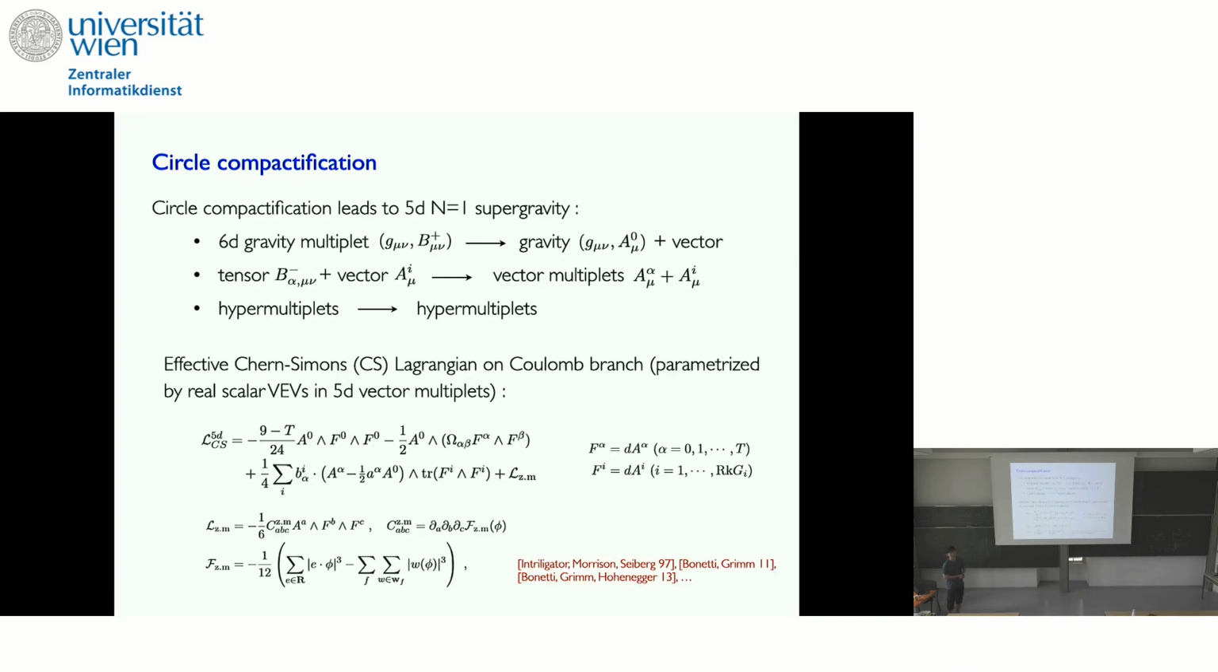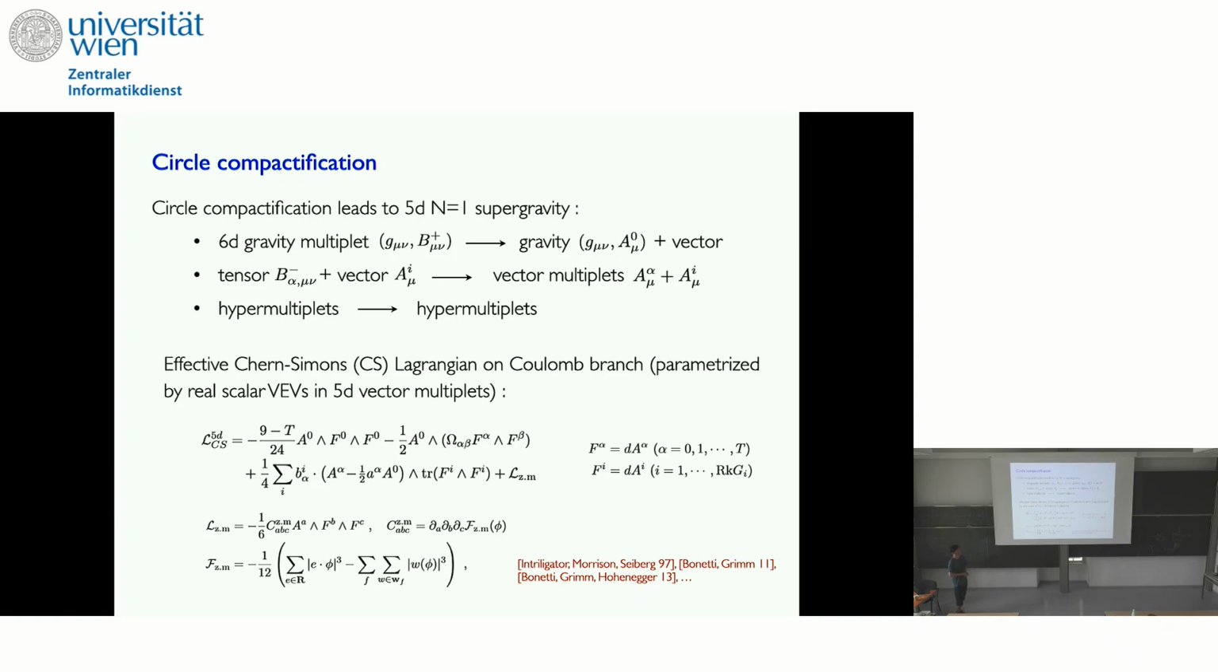Let's consider circle compactification of the 6D supergravity theory. The 6D gravity multiplet reduces in 5 dimensions to a gravity multiplet together with a vector multiplet. The vector field in this additional vector multiplet comes from the circle compactification of the self-dual two-form gauge field in the gravity multiplet. The 6D tensor and vector multiplets both reduce to vector multiplets, and a hypermultiplet in 6D becomes a hypermultiplet in 5 dimensions. The 5D supergravity theory has a Coulomb branch, which is parameterized by the scalar fields in these vector multiplets.